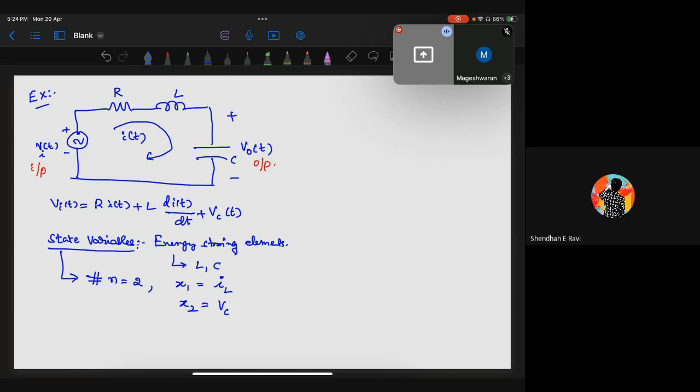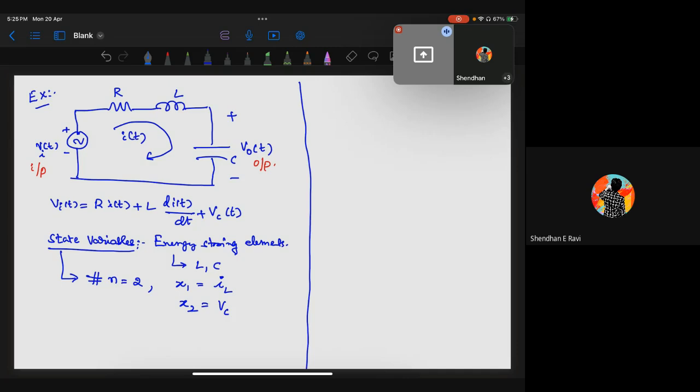You will get this doubt at the end of the question, because the matrix elements are different: A is sometimes not equal to A transpose. So I'm clearing that doubt here itself. You can choose randomly, X1 as VC and X2 as IL also. So that is the first step. Is this clear? Number of state variables.